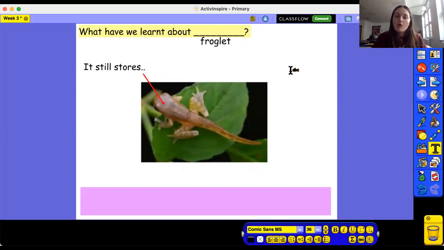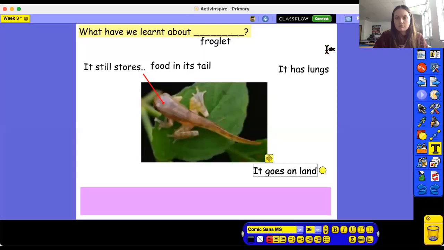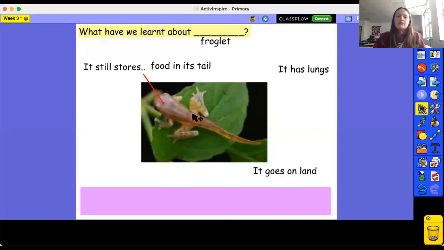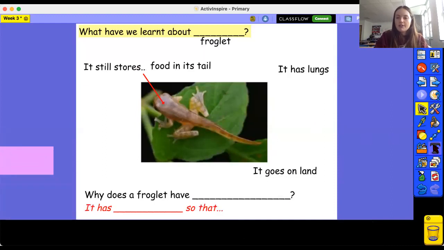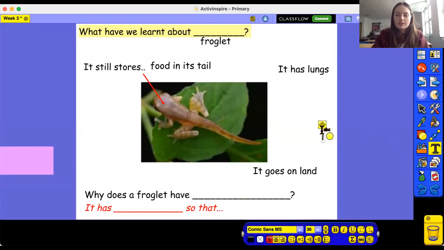Tell somebody near you or write down a few facts that you've learnt about the froglet. Fantastic, so hopefully you've said that it still stores food in its tail, maybe you've also said that it's got lungs and that it goes on land. The question I want you to think about this time is why does the froglet have lungs? Why does the froglet have lungs?